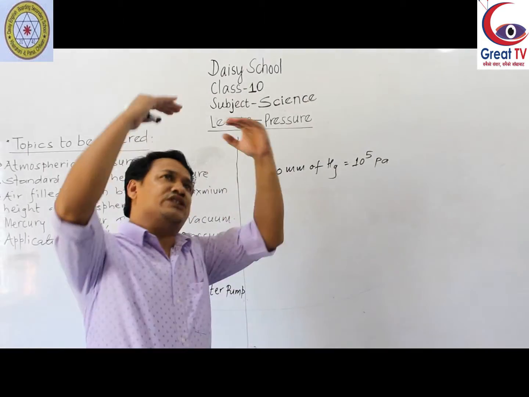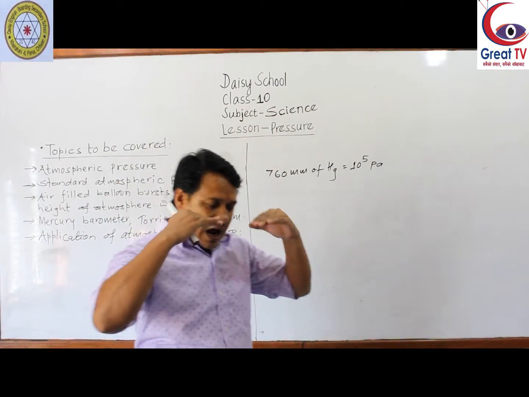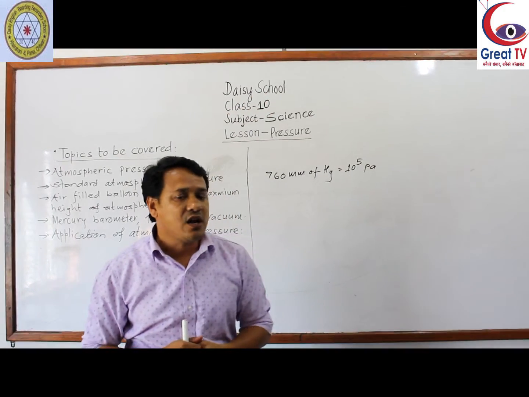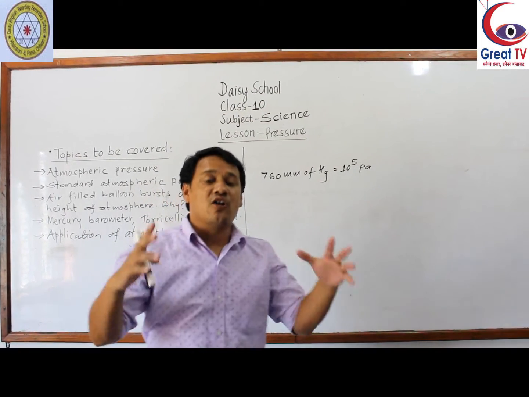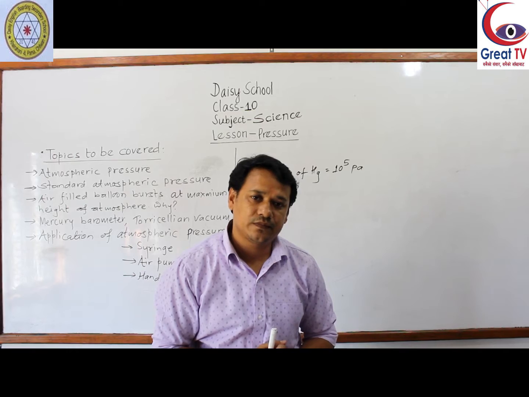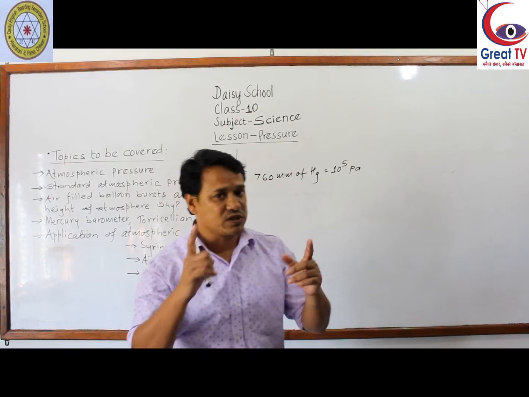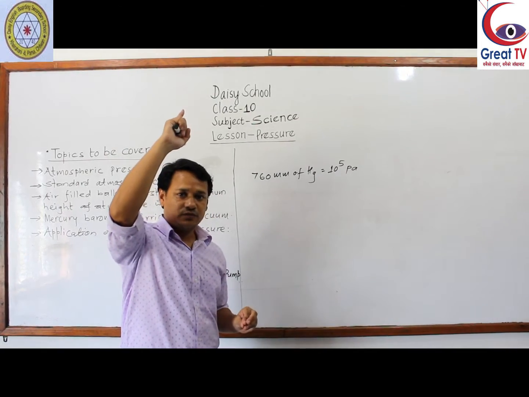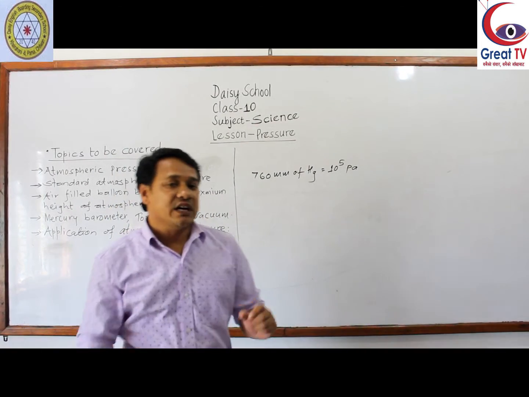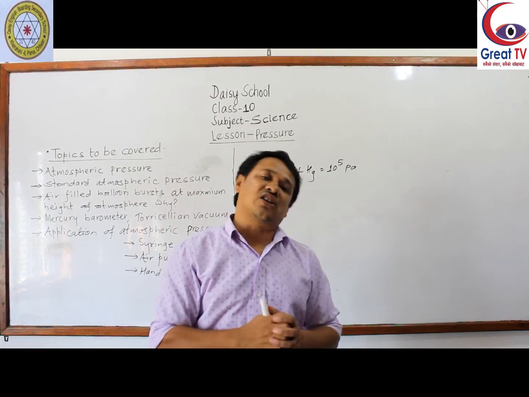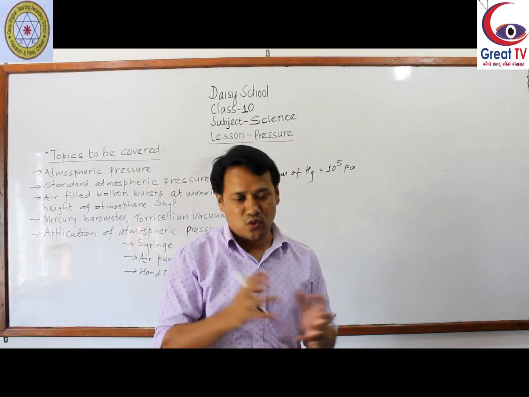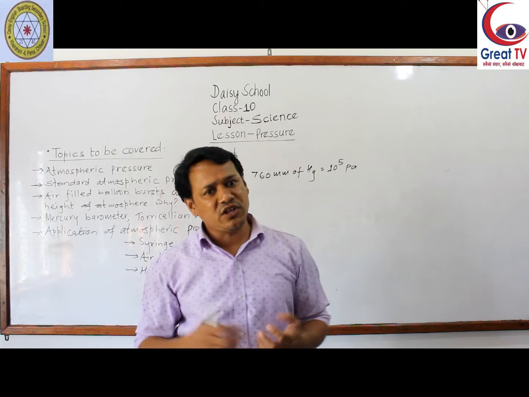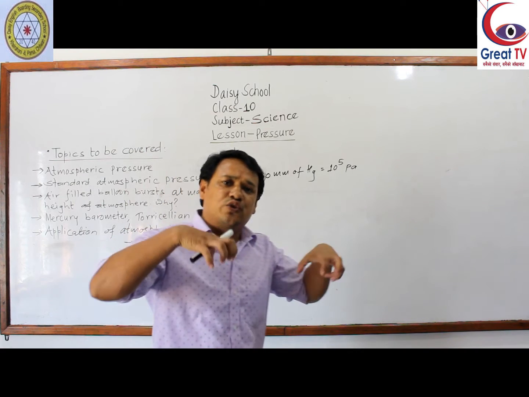When the altitude increases, when the height increases from the earth's surface, will atmospheric pressure be the same, less or more? What do you think? Atmospheric pressure decreases with increase in altitude. Why? Already we have defined that air exerts pressure on the unit surface area of the earth due to its weight.